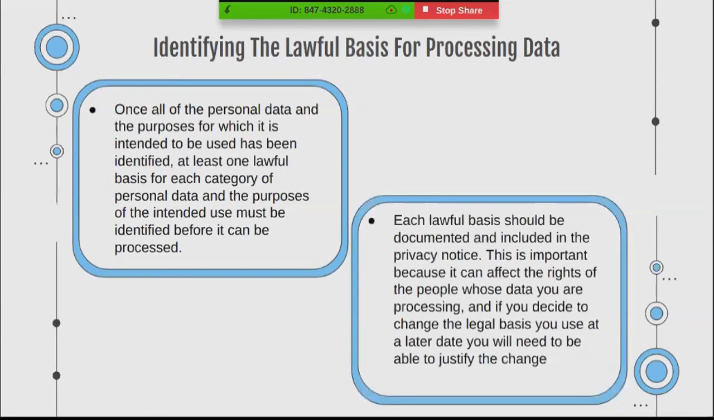Now, each of these lawful bases should be documented and included in the privacy notice. And this is important because it can affect the rights of the people whose data you are processing. And if you decide to change the legal basis you use at a later date, you'll need to be able to justify that change. So again, this is where we go back into that privacy policy, that privacy notice, and gain valid consent for what we are actually going to be processing data for.